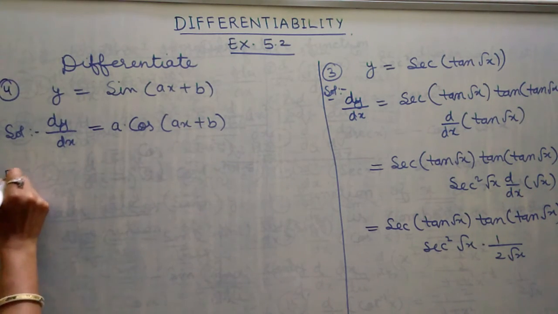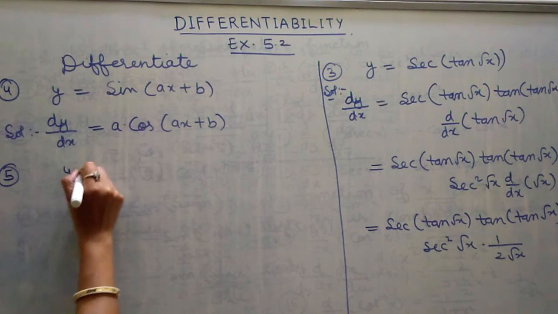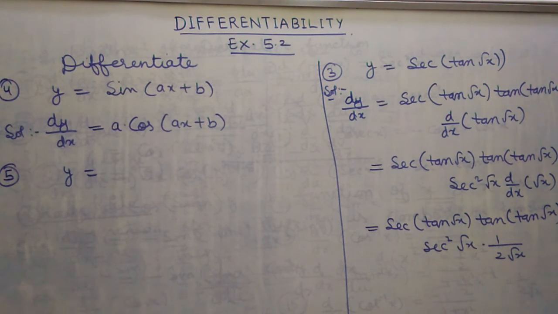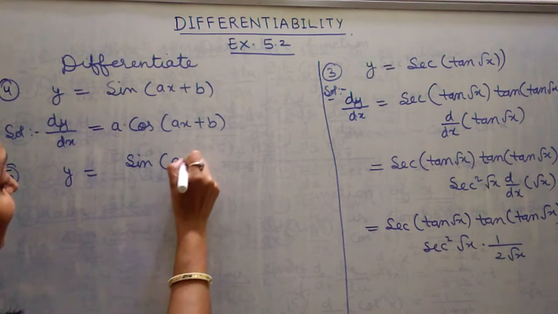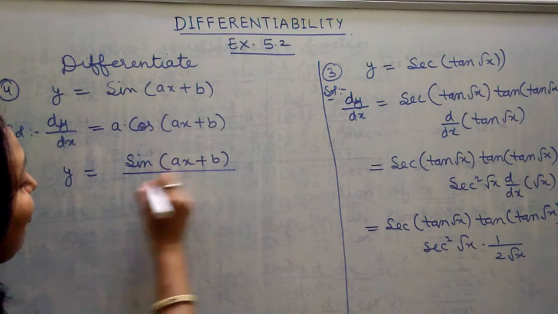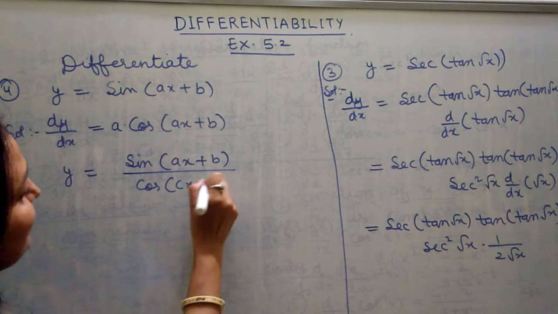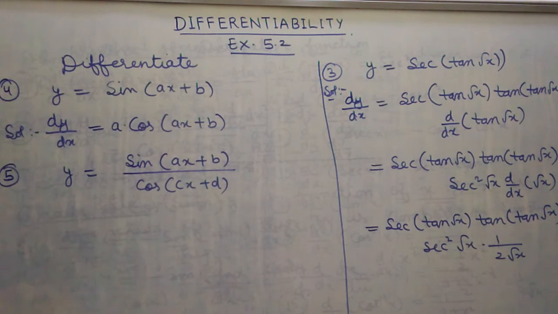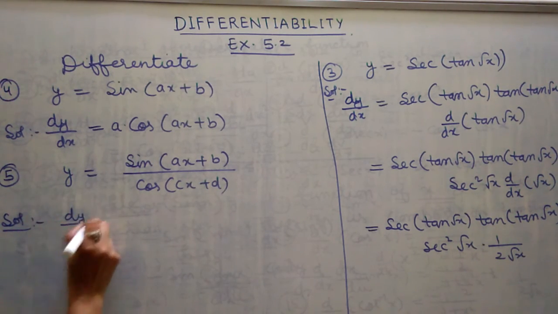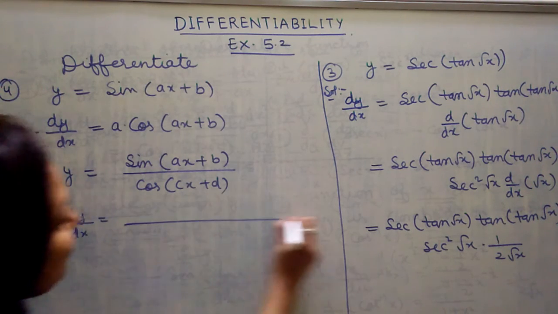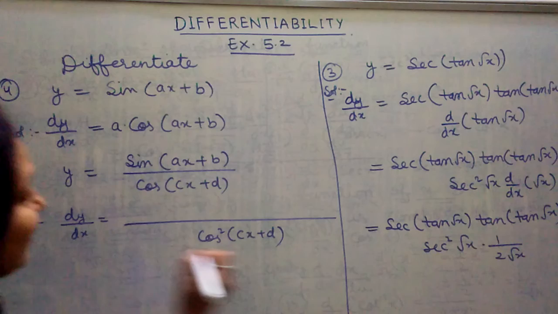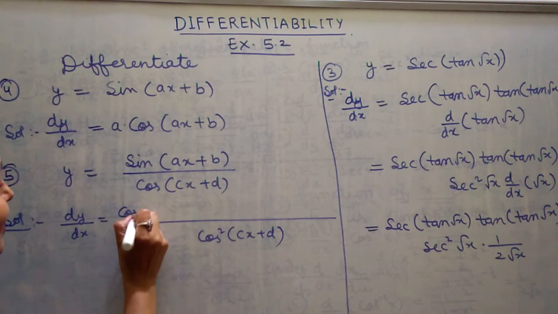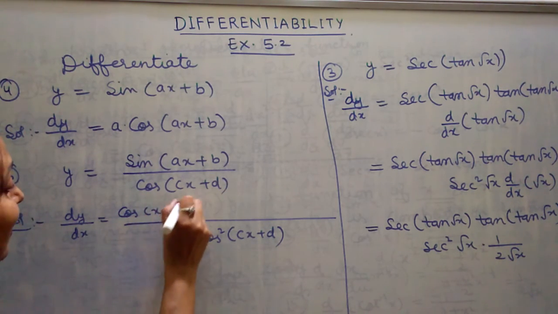Okay, now come to question number 5. That is y is equal to sine of ax plus b upon cos of cx plus d. How can you solve it? The question is very simple. Take the solution. How do you take dy upon dx? That will equal, in the denominator there is cos square of cx plus d, right? In the numerator, cos of cx plus d.